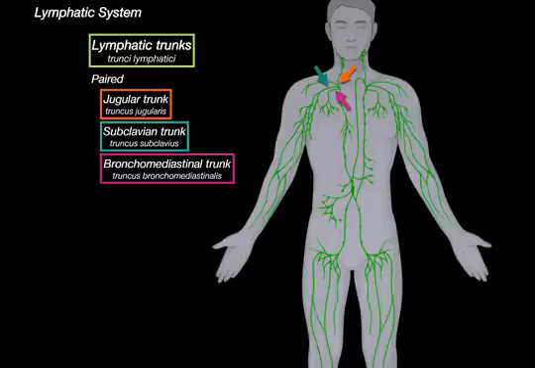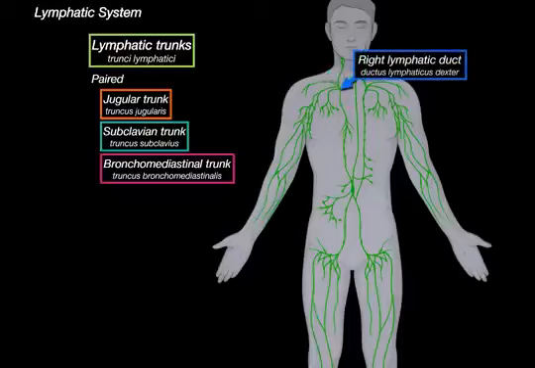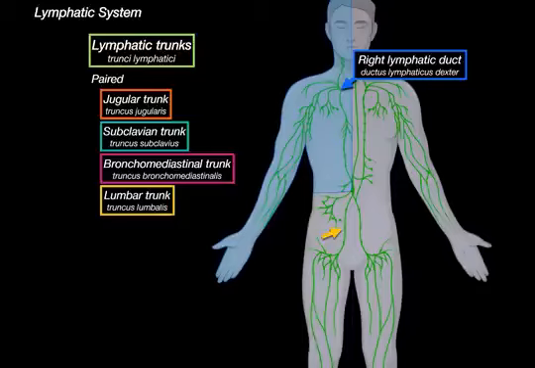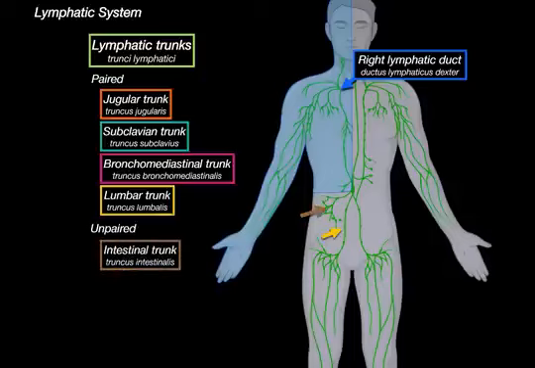On the right side, these three trunks unite to form the right lymphatic duct, which is a short duct that collects lymph from the right side of the head and neck, the right upper limb, and the right half of the thorax, and drains into the venous system at the junction of the right subclavian and the right internal jugular vein. In the abdomen, we have the lumbar trunks, which drain lymph from the lower limbs and the pelvic region. We also have a group of unpaired trunks that drain lymph from the abdominal organs.